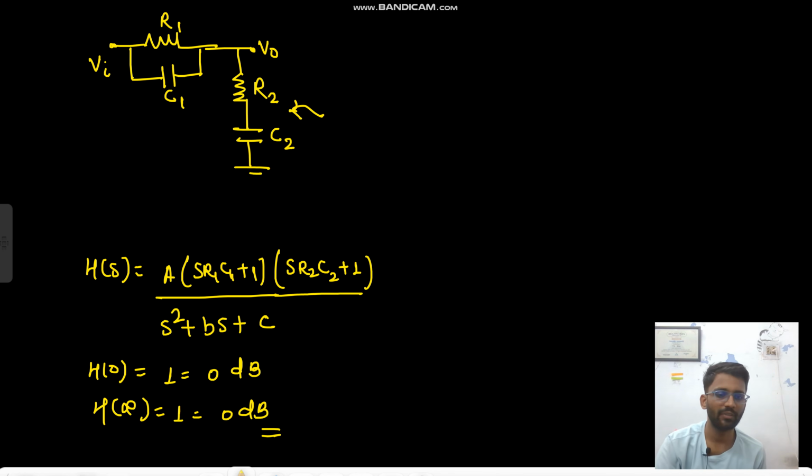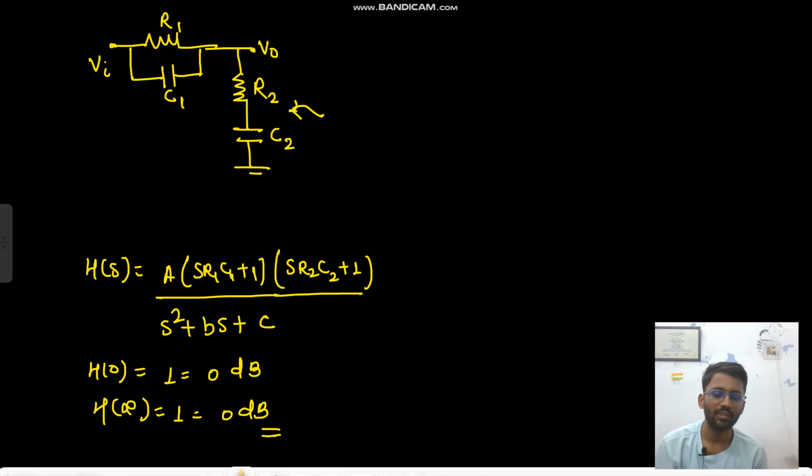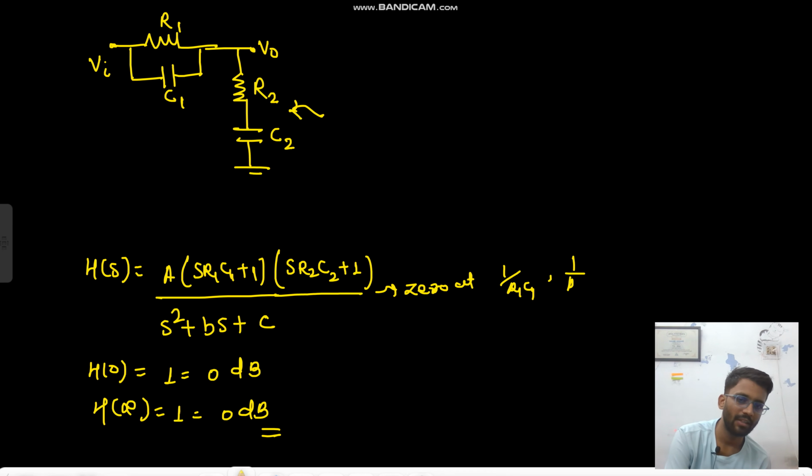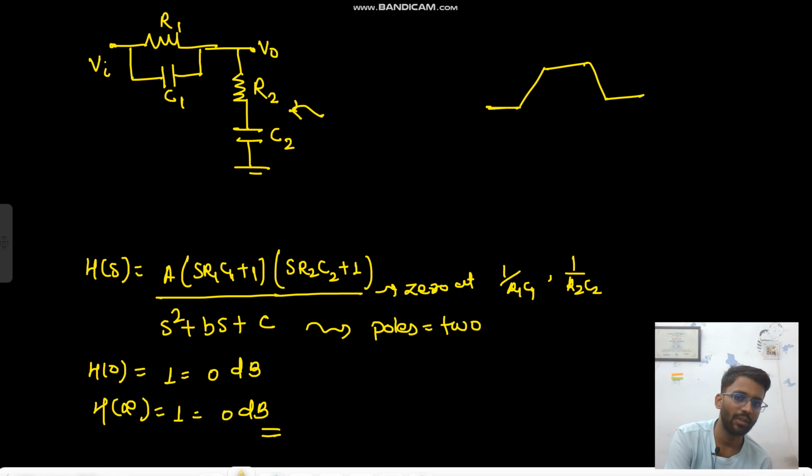So what you can do, in the previous example, it was certain that you are having only 1 zero at 0. But now you are having zeros at 1 by R1 C1 and 1 by R2 C2, and poles are 2. Right? So now before drawing the Bode plots, you just know that you will start from 0 and come down to 0. Okay, you know that. So you can go like this, or you can go like this, but there is no other way.